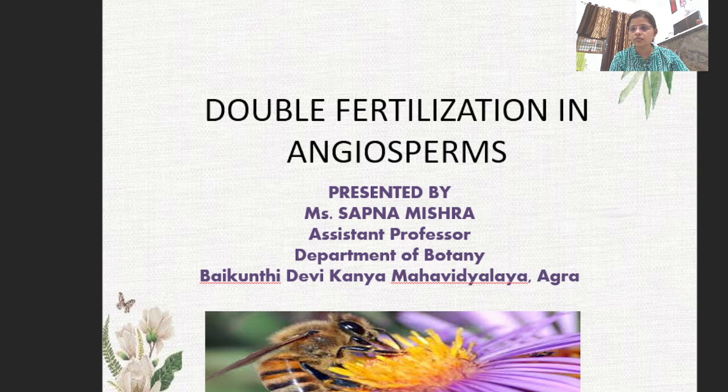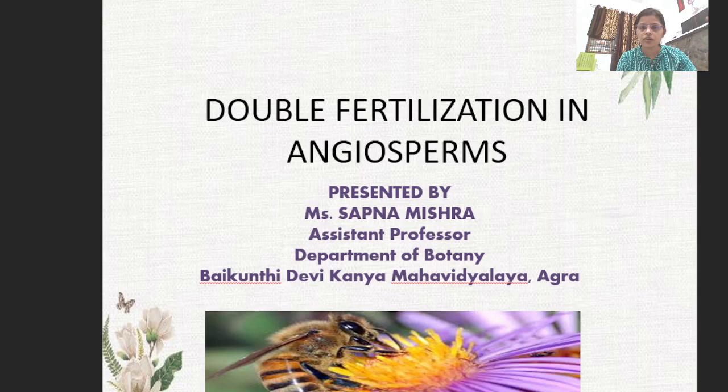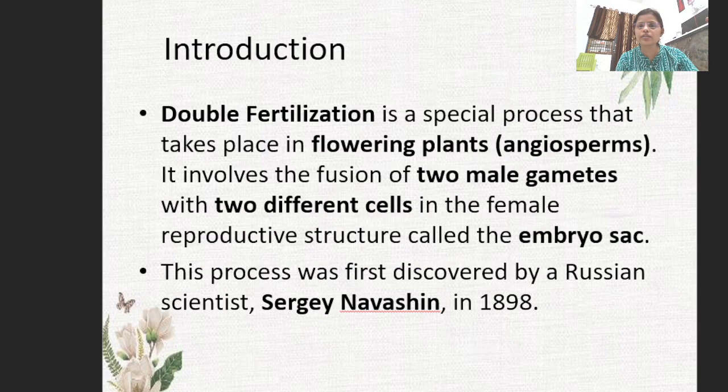Fertilization in angiosperm. So first we will discuss what is double fertilization. Double means two fertilization events taking place simultaneously. That means it involves fusion of two male gametes with two different cells of the embryo sac. So here the two fertilization events are taking place simultaneously. That is why it is called double fertilization. This process was first discovered by Sebastian.